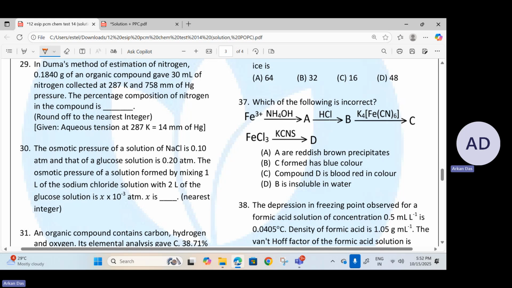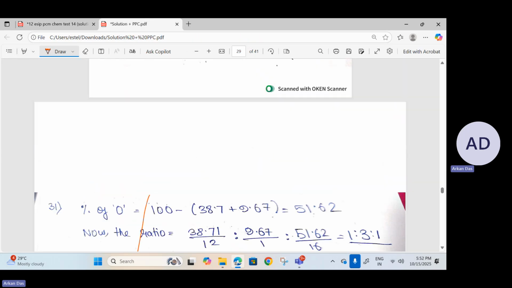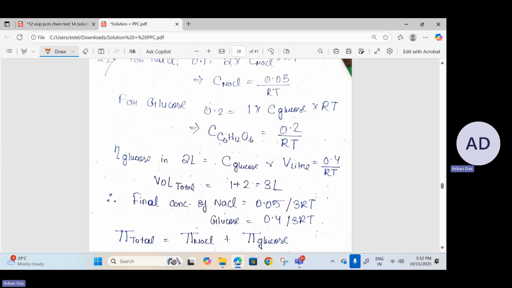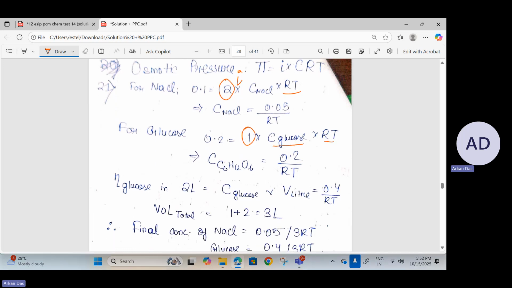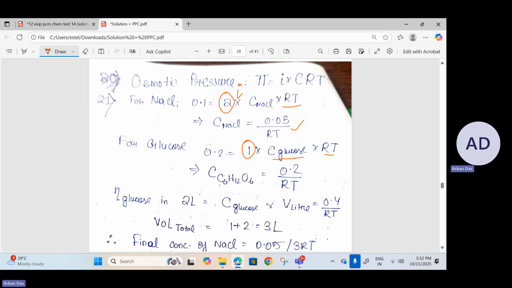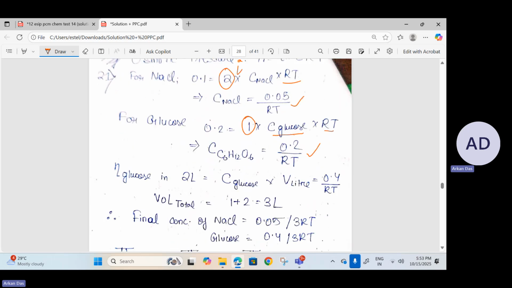What is X? In this question, they are clearly mentioning the osmotic pressure of two different things. One is NaCl, one is glucose. What is the difference between NaCl and glucose? NaCl has a van't Hoff factor i, because Na plus, Cl minus, whereas in case of glucose, there is no van't Hoff factor. So in case of NaCl, 0.1 equals 2 into concentration of NaCl into RT, and here it is concentration of glucose into RT. Once we have both of them, we can put the concentration value, and after we put the concentration value, we can easily equate them.